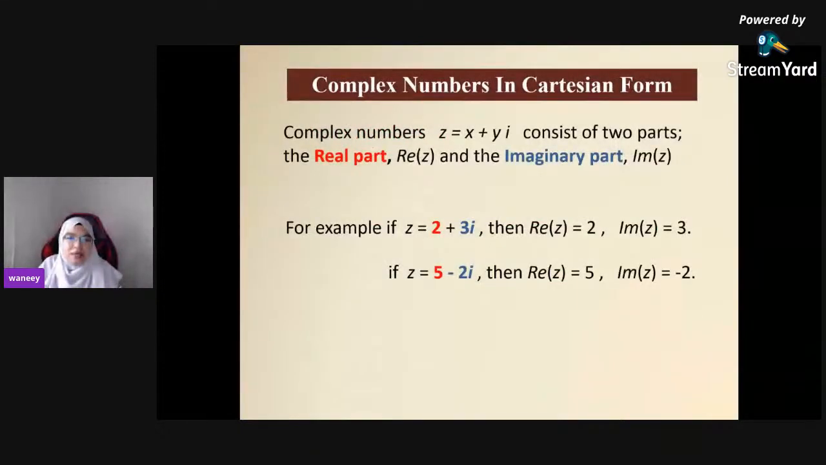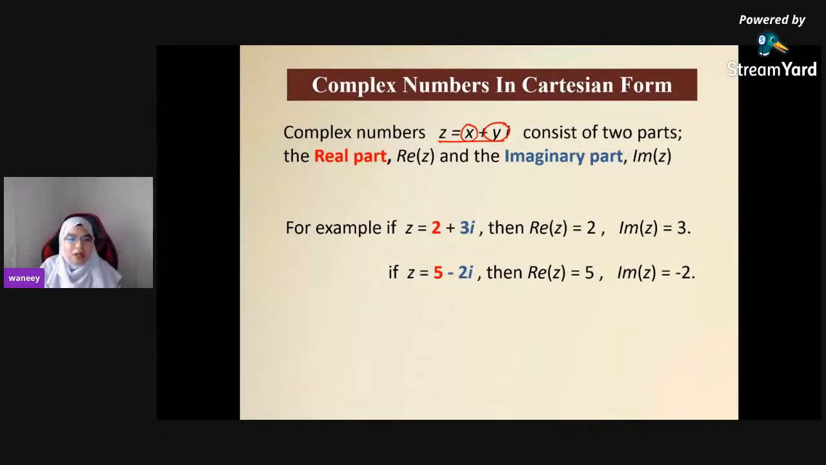The complex number z equal to x plus yi. Normally, this is how we write down a complex number. So z is equal to x plus yi. It must consist of two parts, the real part and the imaginary part. This one is called the real part, and this one is called the imaginary part. The real part is something without the i. The imaginary part is something that will be multiplied by i. So if you have something with i, that means that is an imaginary part.